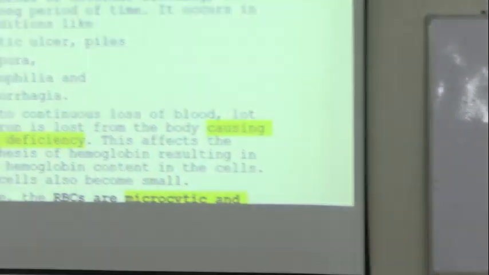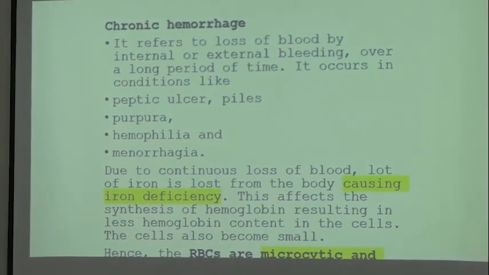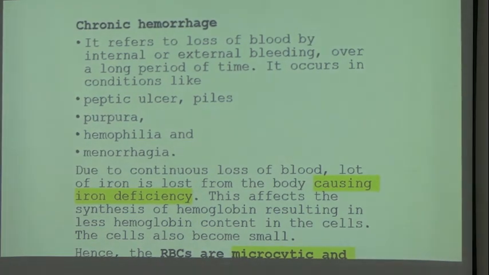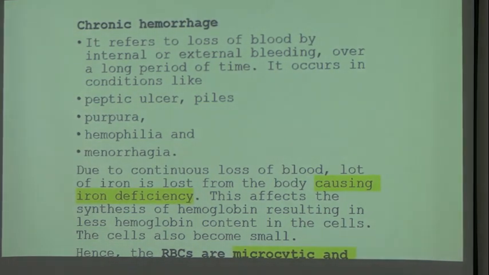Hemophilia. What is hemophilia? Can you name one coagulation disorder? Coagulation, because there are a lot of coagulation factors in our body. Fibrinogen in plasma.